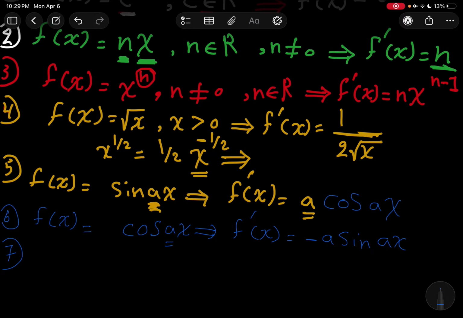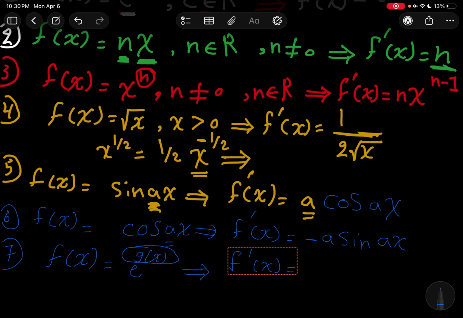Seventh, f of x equal exponential e to the g of x. The exponent here is a function. So that belongs to f prime of x equal g prime of x, the derivative of the function g of x, times e to the power g of x.